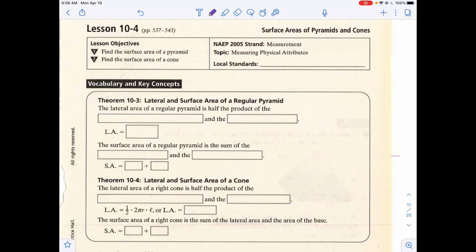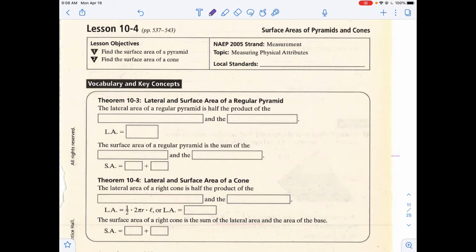Okay, 10-4 is about surface area of pyramids and cones, and our objectives are to find the surface area of a pyramid and the surface area of a cone. So, key concepts, we're going to start with theorem 10.3, lateral and surface area of a regular pyramid.